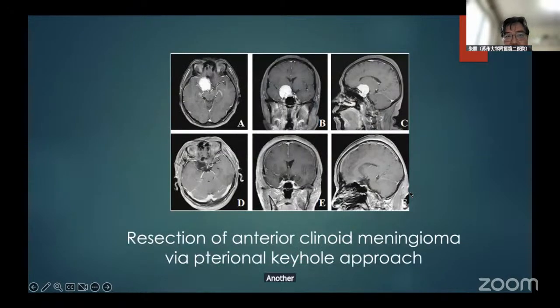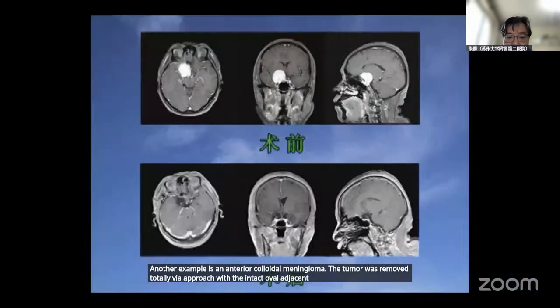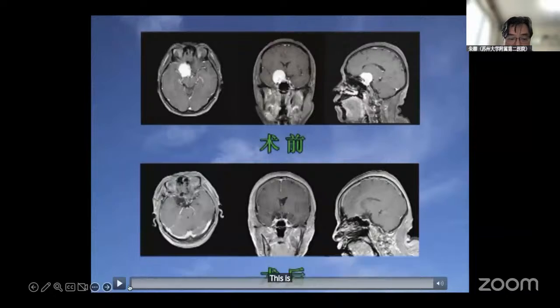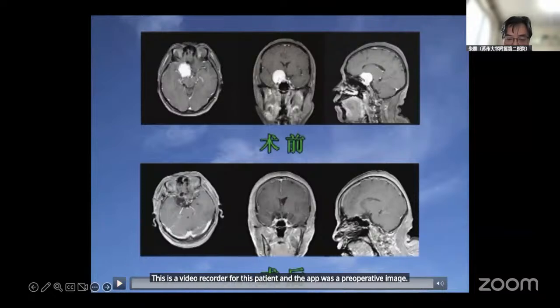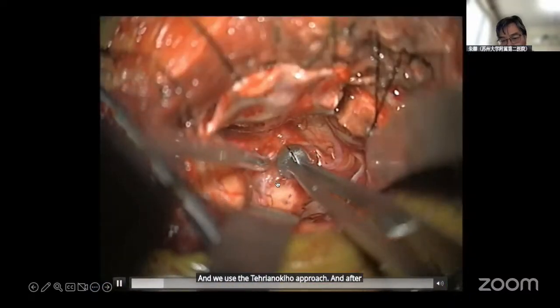Another example is an anterior clinoidal meningioma. The tumor was removed totally via a pterional keyhole approach with intact adjacent arteries and nerves. This is a video record for this patient, and the upper image was the preoperative image. The lower is postoperative, and showed the total removal of the tumor. We use the pterional keyhole approach, and after opening the Sylvian fissure, we can find the tumor.